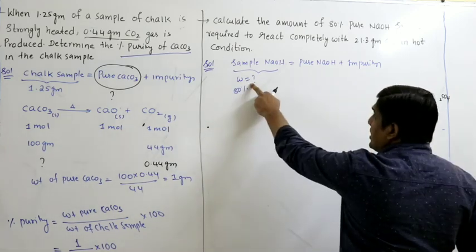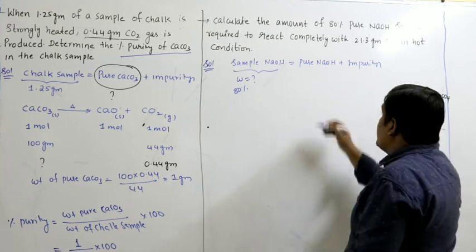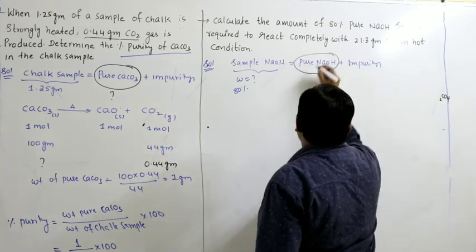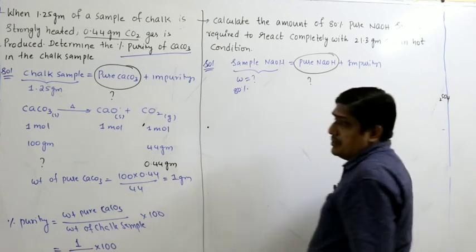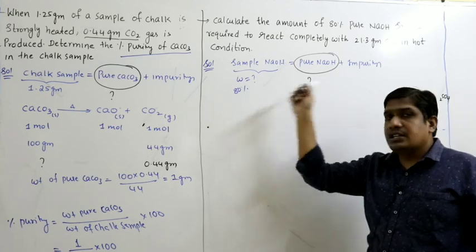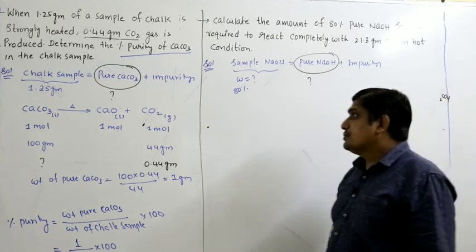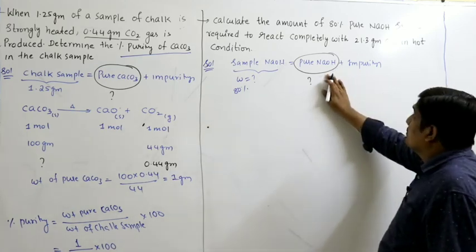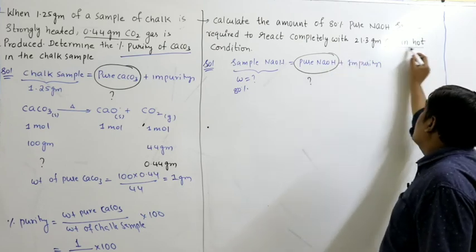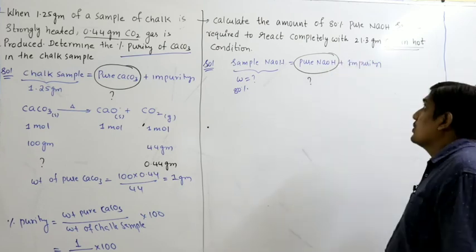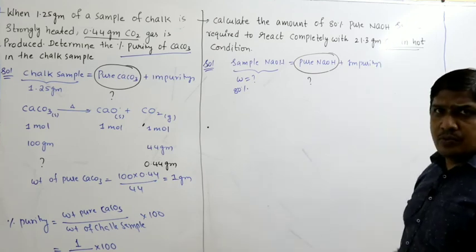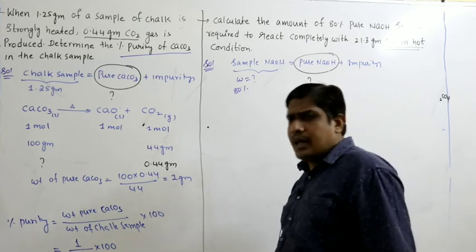To find its weight, we require the mass of pure NaOH. Once you know this, it can be calculated using this percentage purity. So to find this, what is the chemical reaction given? NaOH reacts with hot chlorine. Impurity will not react with chlorine. So impurity doesn't participate or undergo any chemical change.